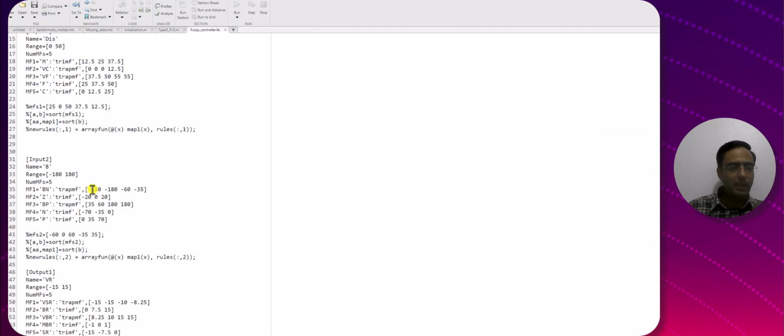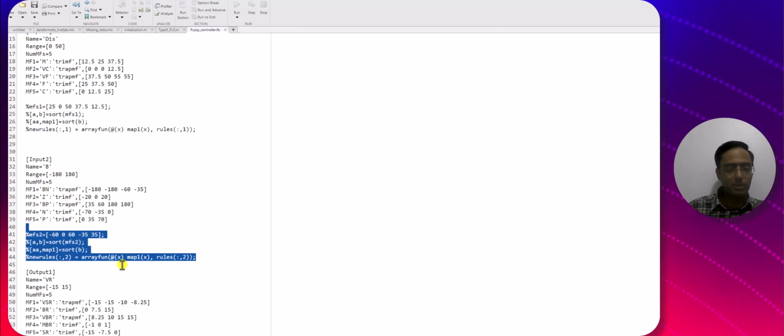Okay, so here we have -60, the center of the first input, first membership function. 0 is the center of the second one, and the next one is 60, and minus 35 and plus 35. So it is not in order again. So we need to sort them and update the rules.